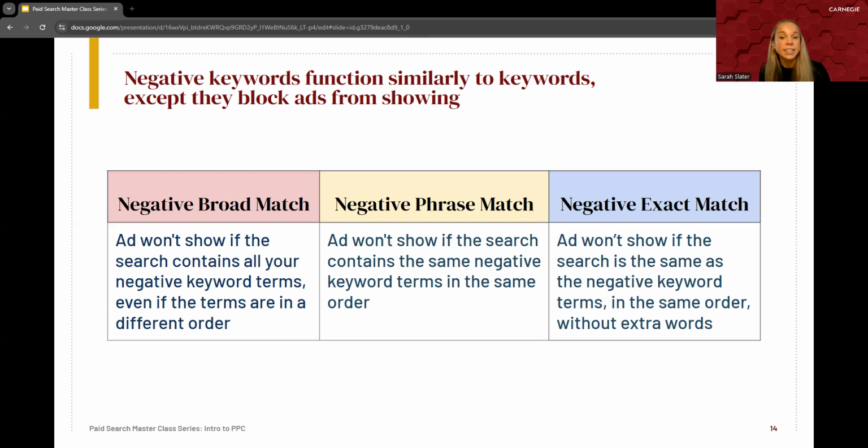And then lastly, exact match will block your ad from showing for searches that include only the terms of your negative keyword in the same order without anything additional. So if you had black tie as an exact match negative, that's the only search you wouldn't qualify for. Any variation, such as ties in black or black and gray ties, you would still appear for.